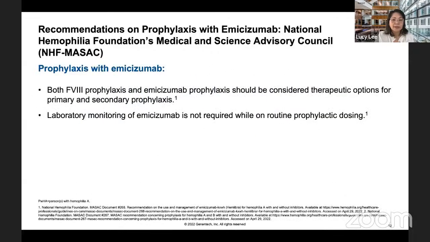And in fact, the MASAC recommendation on prophylaxis does include the consideration of emicizumab for prophylaxis, both in the primary and secondary prophylaxis setting, and that routine monitoring is not recommended.